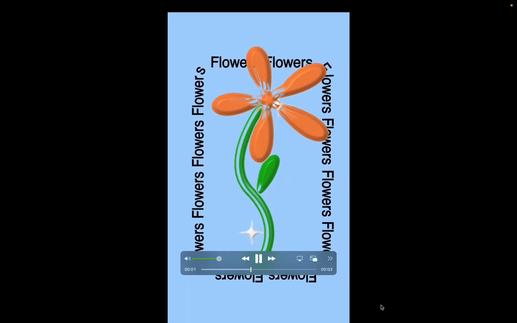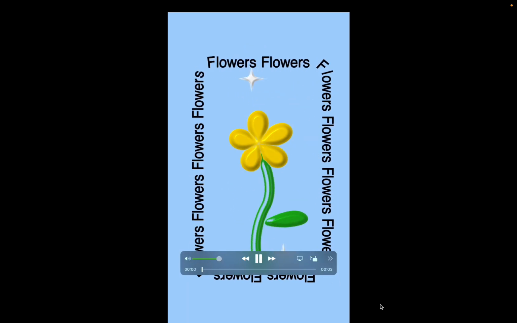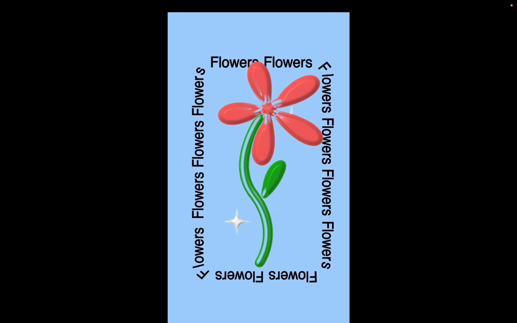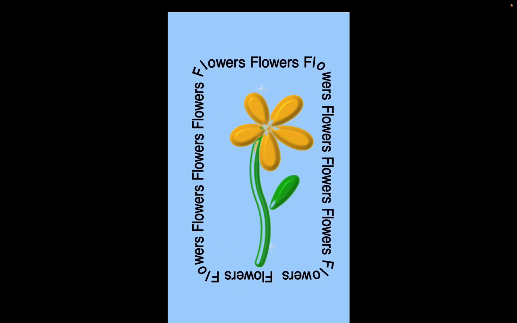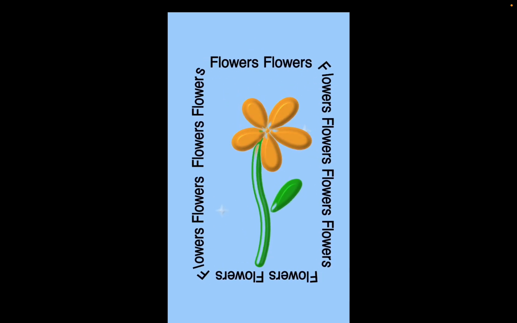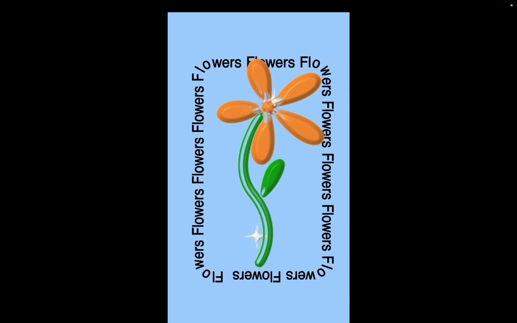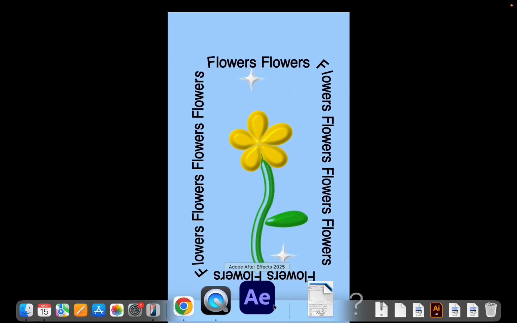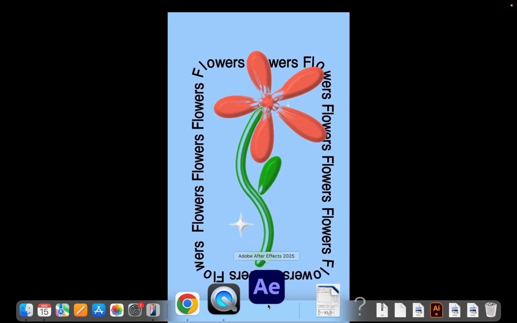In this video, we're going to talk about how to create this kind of loop animation with flowing text, a moving flower, and blinking stars. Let's get started. The first thing we're going to do is to create a new Adobe After Effects file.